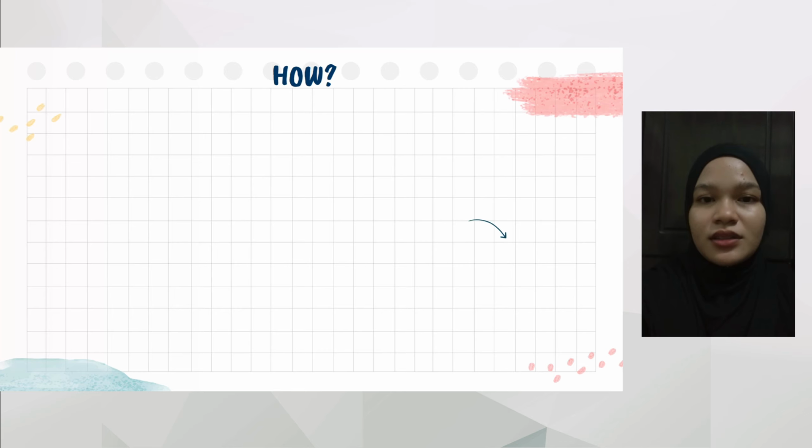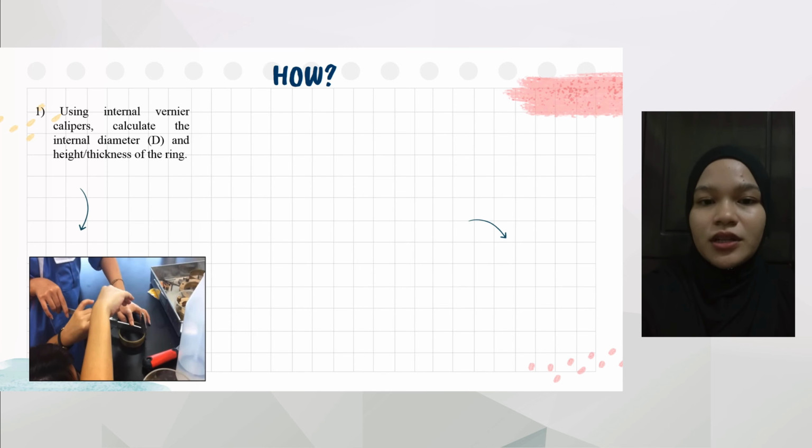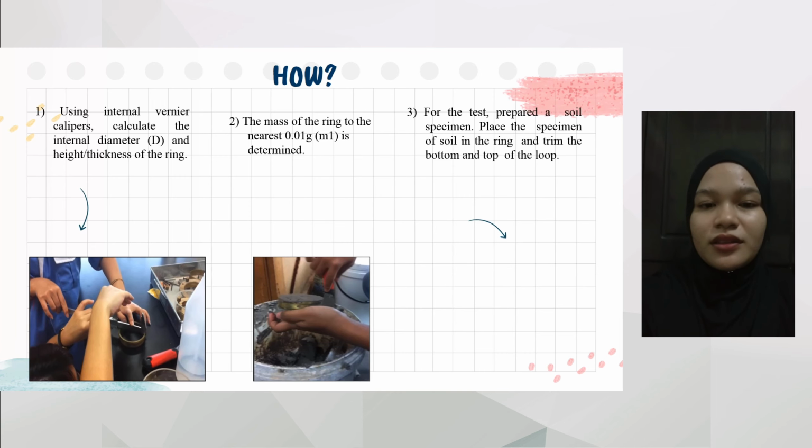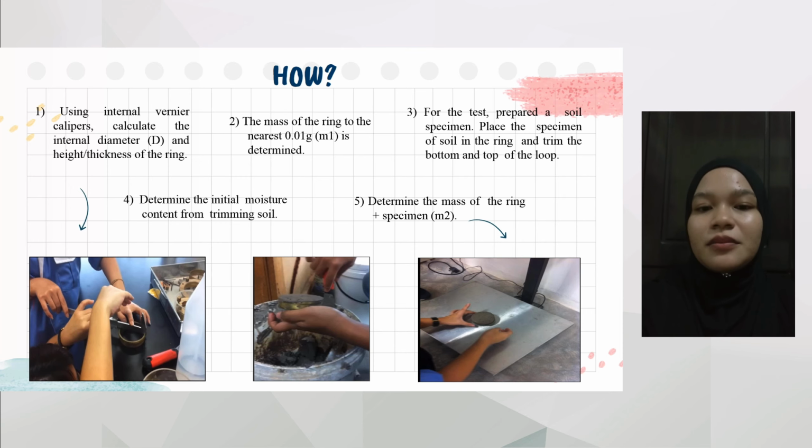The testing process starts with first using internal vernier calipers to measure the internal diameter and thickness of the ring as shown in the figure. Next, the mass of the ring to the nearest 0.01 gram is determined. Third step for the test, prepare a soil specimen. Place the specimen of the soil in the ring and trim the bottom and top of the ring. The fourth step, determine the initial moisture content from the trimmed soil. After that, determine the mass of the ring with specimen as shown in the figure.